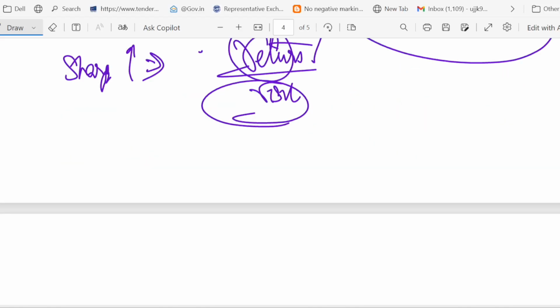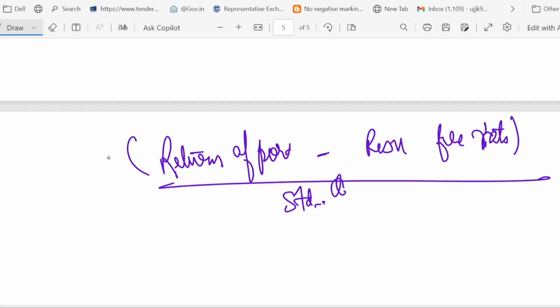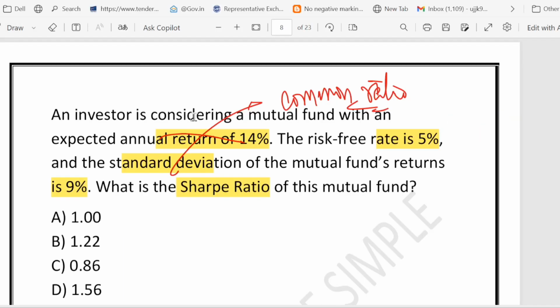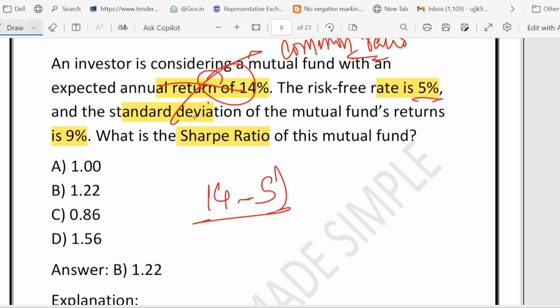It's very simple. Please remember it, please note it down. Return of portfolio minus risk-free rate, that is the premium, divided by standard deviation. That's the formula, right? Now tell me, what is the return of the portfolio they have given you? As you can see, the return they have given is 14%. Just write 14%. What is the risk-free rate? 5%. Right. And what is the standard deviation? 9%. That's it. Just plug in the numbers. Okay. So that will give you 1.